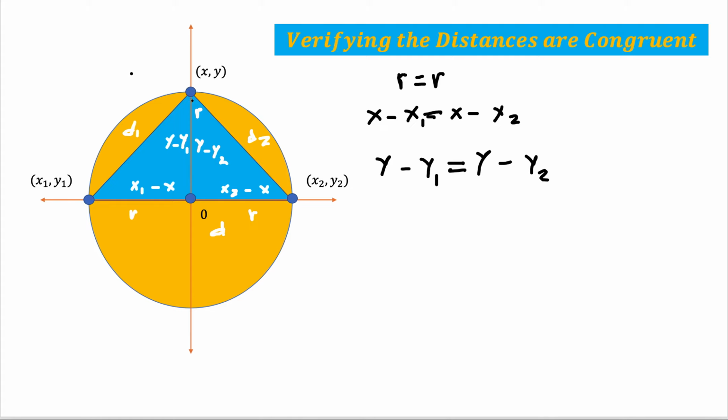And if we look at these two triangles, we see this one here has a 90 degree angle, and the other one also has a 90 degree angle. So according to the side-angle-side postulate, these triangles are congruent with each other. And because the triangles are congruent, they have congruent corresponding parts. It means that d1 is equal to d2.